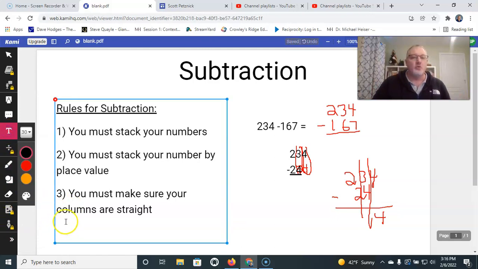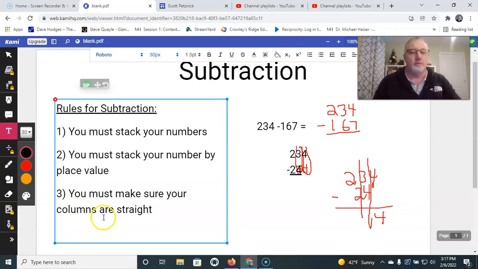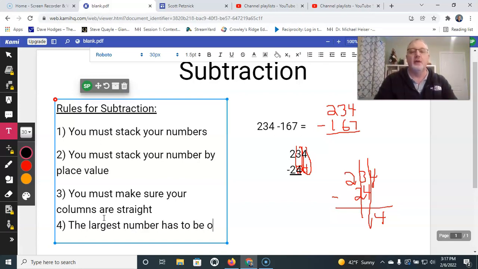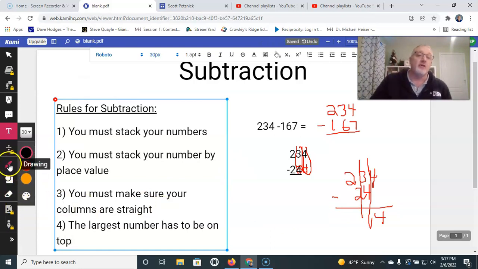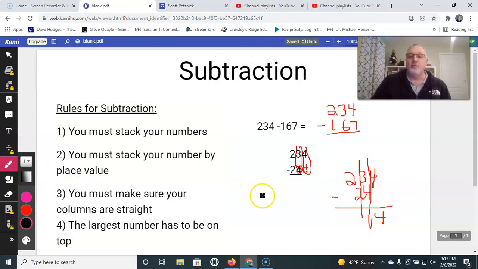That is just so common for kids, that they make that kind of mistake. Now for subtraction, we actually have a fourth rule, one more than addition, and that is the largest number has to be on top. Okay? And you'll be surprised how many kids make this mistake. They'll put 127 up here, and then they're going to subtract 462. They do that all the time.